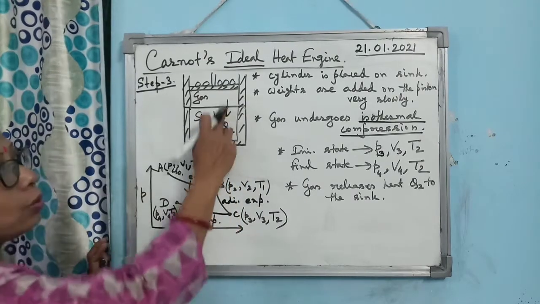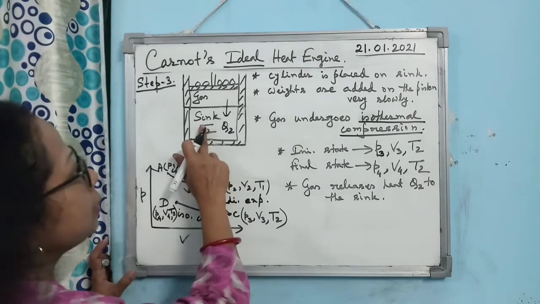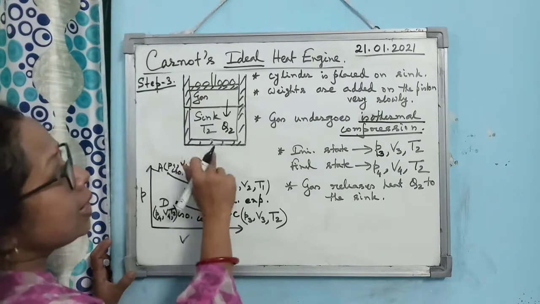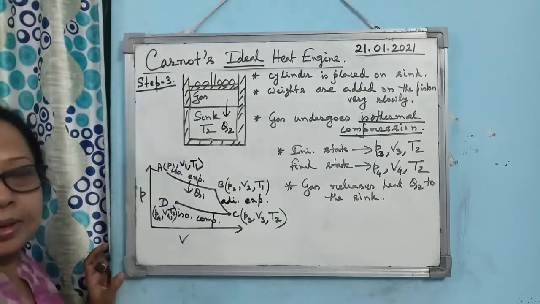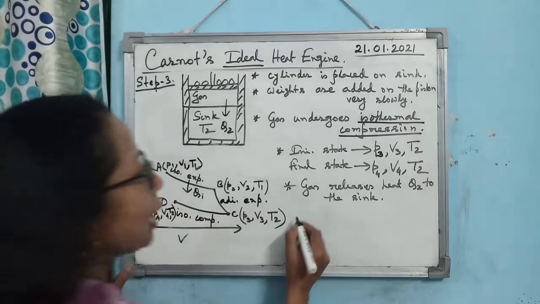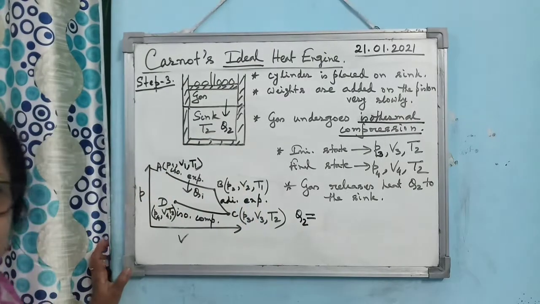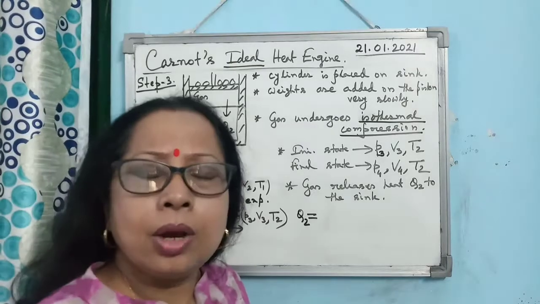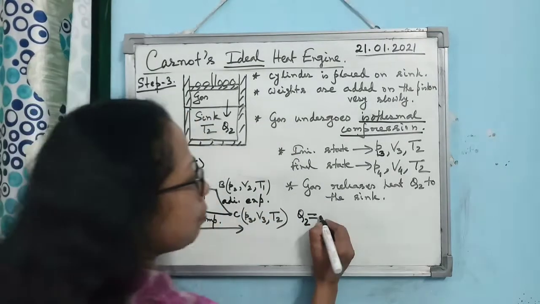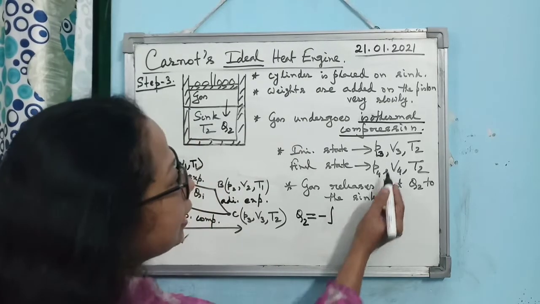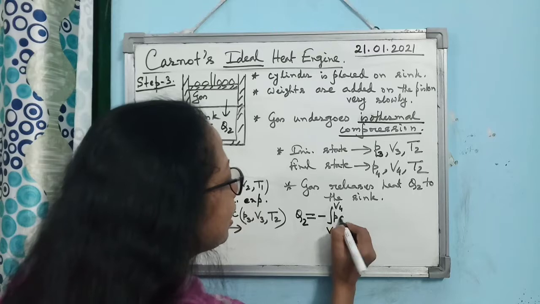Alright, so these arrows are important. I hope you can remember, in the first step, I gave the arrow from the source to the gas. Now here, from the gas, it is released to the sink. So the arrow should be towards the sink. So how to calculate Q2? As it is releasing heat, according to the sign convention, when heat is released, the sign is negative. So it will be minus integration from V3 to V4, PdV.